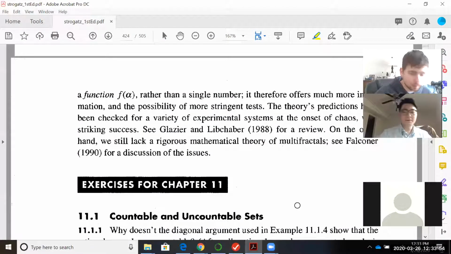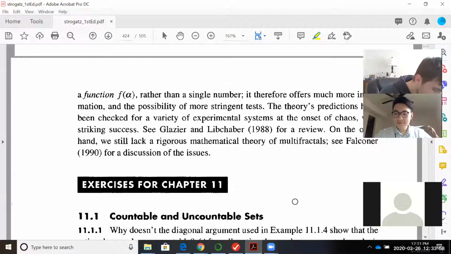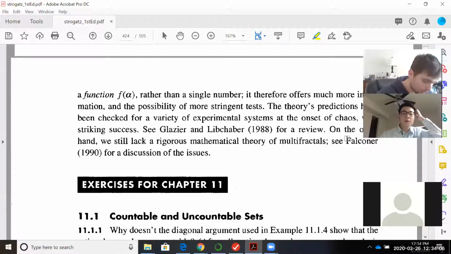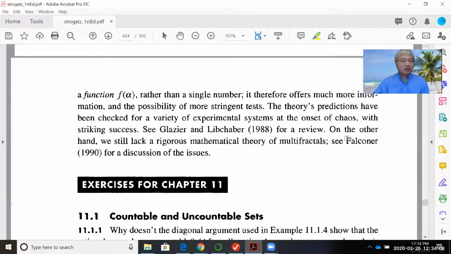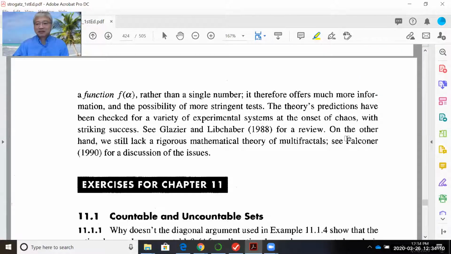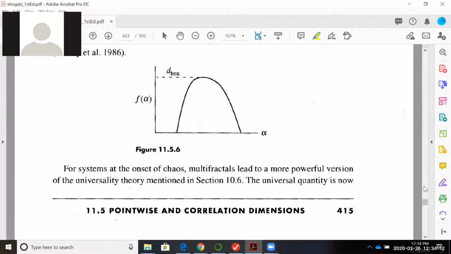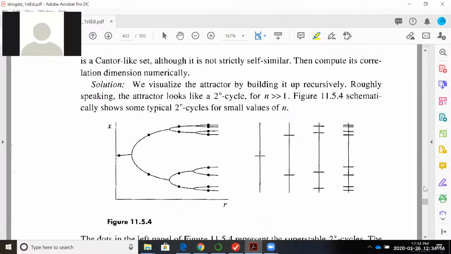So last time we started to talk about the fractal, right? What is the one thing that struck you, what do you remember about the fractal? Self-similarity. So that's one: self-similarity. What does self-similarity mean?